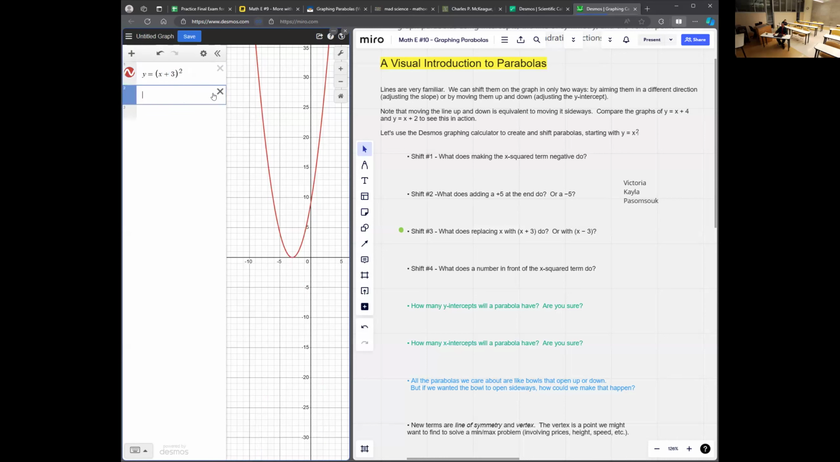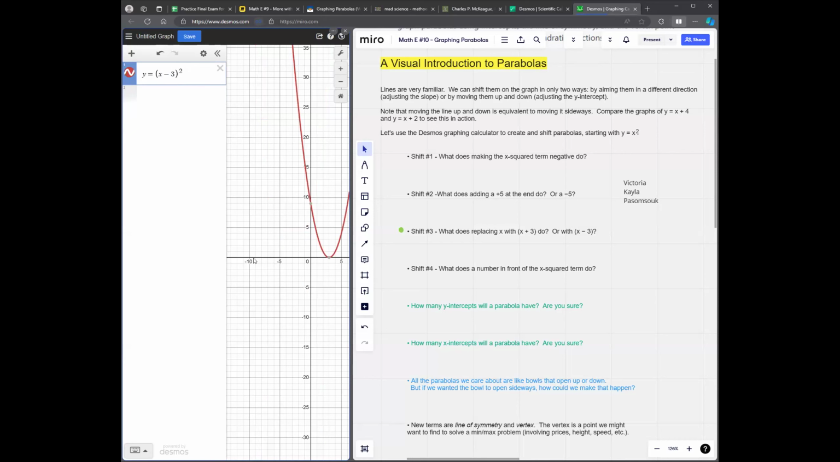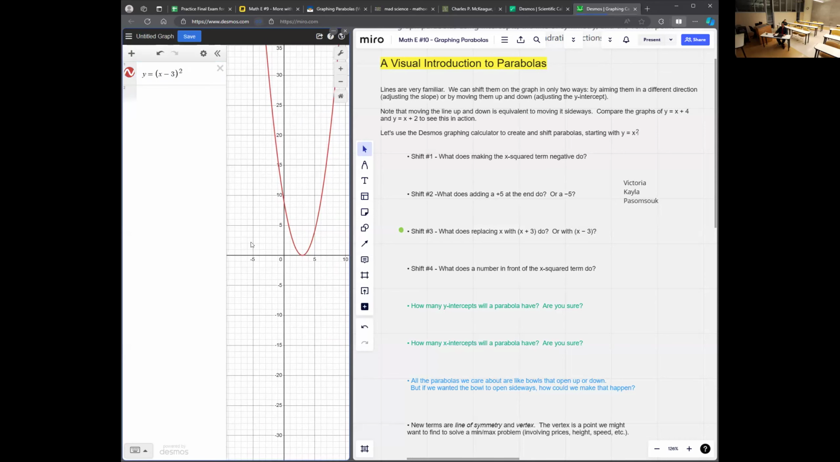Well, if plus 3 made it go to the left, minus 3 it'll go to the right. Okay. So whatever number I put in before, now if I want it to be at 0, I have to put in 3. I have to put in 3 bigger than plain x squared to make anything happen. So it goes to the right.